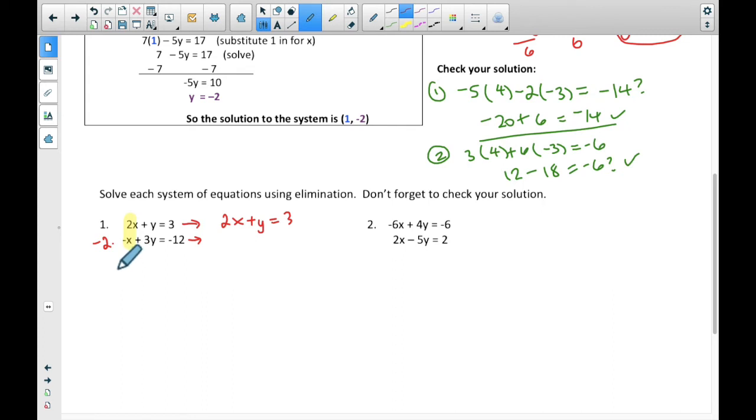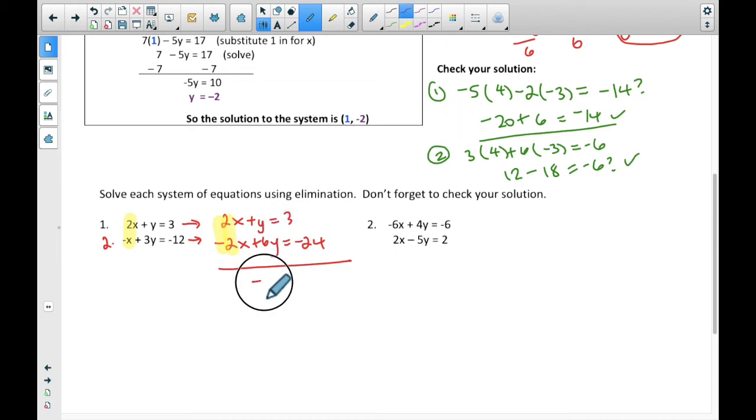So negative, oh gosh, I messed up. I want to multiply times positive 2, not negative 2, because I want those to be opposite. You'll see. So I multiply that, that gives me a negative 2x. And then 2 times 3 is 6y. And 2 times negative 12 is negative 24. Okay. Now, see why I did the positive is because now these are the same number but different signs. And that's what I want.